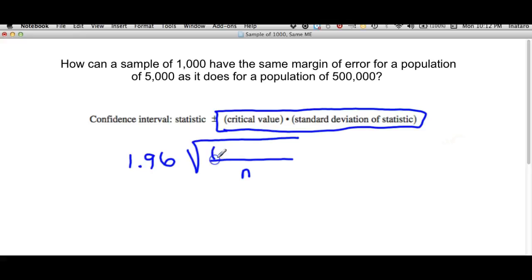Now, if we don't know a sample proportion because we don't have a value from a previous poll to use as an estimate, we would use 0.5 and then 1 minus 0.5 just to make sure that we survey just enough people to guarantee we have a 3% margin of error.